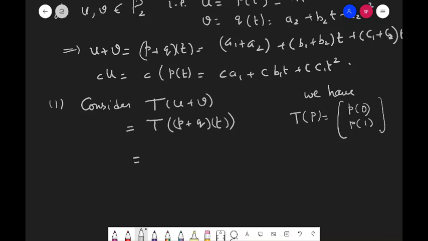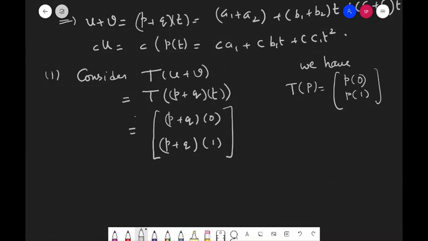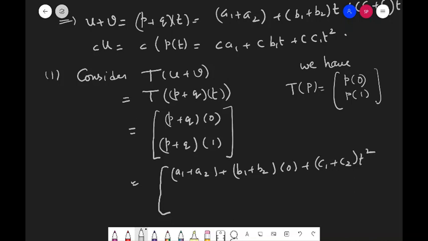Now what will T of P plus Q be then? In that case it will be P plus Q of 0 and P plus Q of 1. What do you mean by this? In place of T, write 0, and in place of T, write 1. So this will be equal to, what is P plus Q of T? A1 plus A2 plus B1 plus B2 into 0 plus C1 plus C2 into T square, where T square means here it is 0 square.